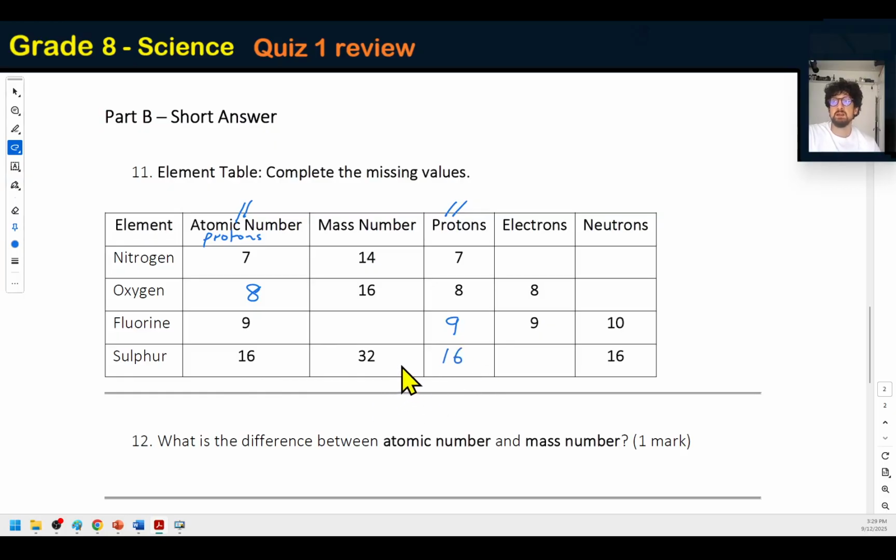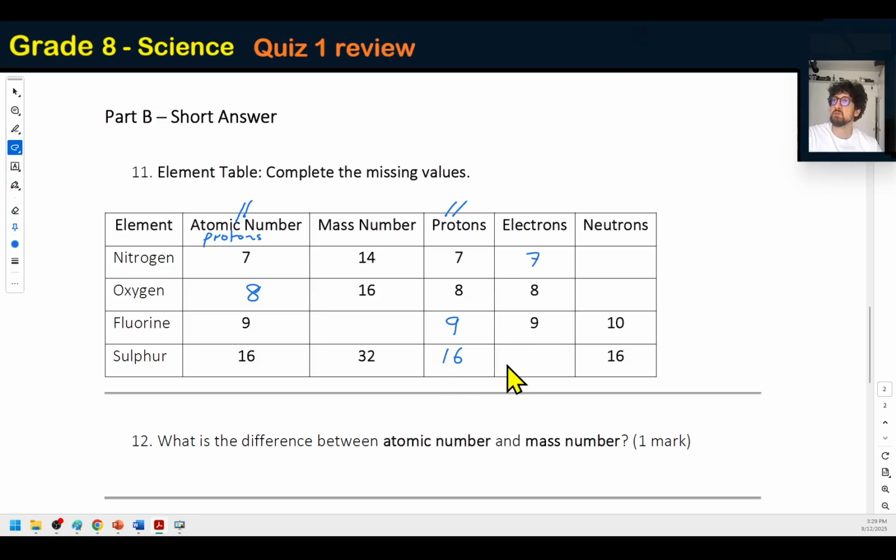The next thing that makes it easy is that in a neutral atom, which is like normal atoms, there's no charge. And if there's no charge, it means there's the same number of electrons as protons. So if we have 7 protons here, then we have 7 electrons. And if we have 9 protons, then we have 9 electrons.